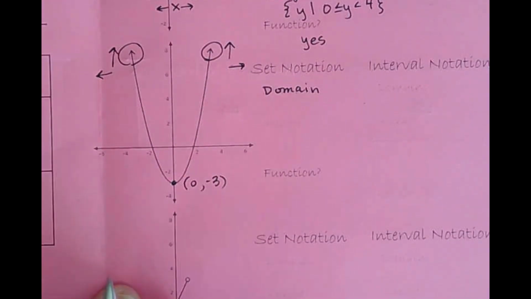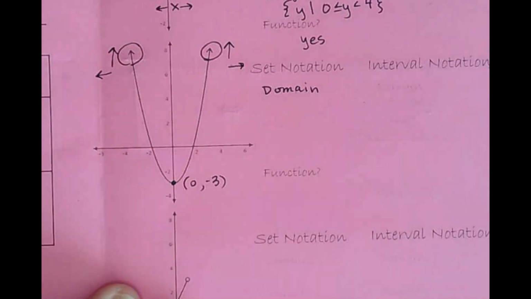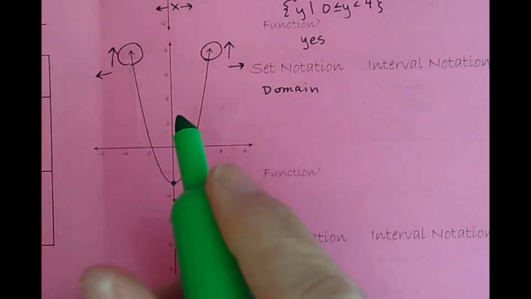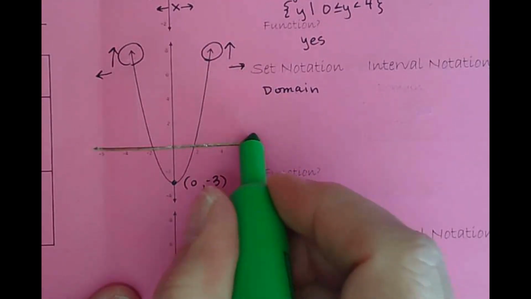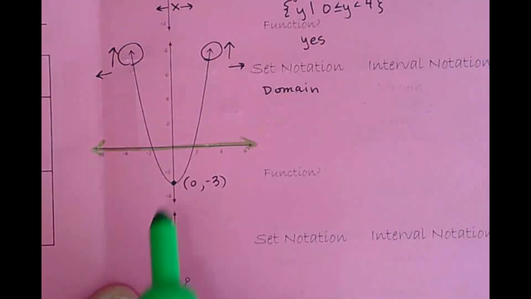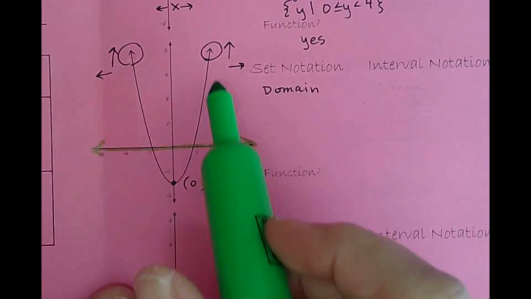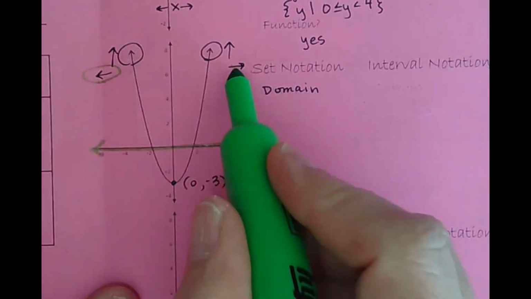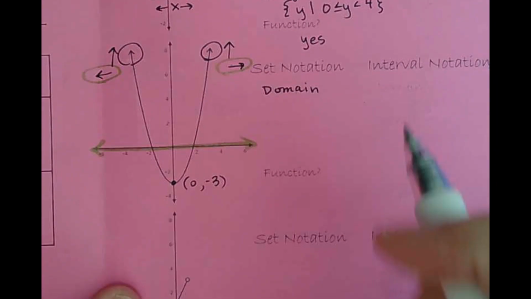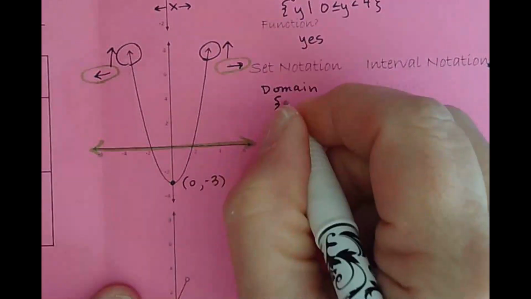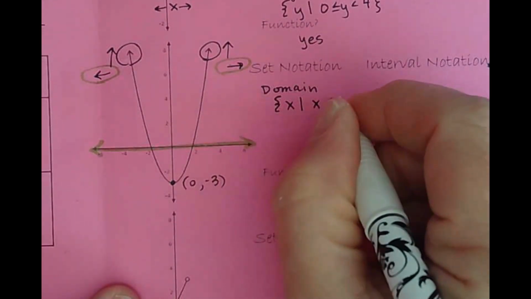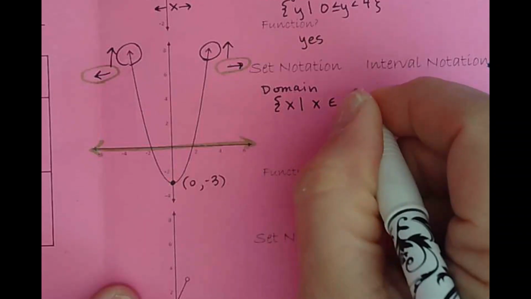Domain describes the graph from left to right. If I were to cast a shadow on the x-axis, it would cast a shadow on the entire x-axis if this continues to go left and continues to go right. So it's all x's. It's all real numbers. To write that in set notation, you write the set of x's such that x is an element of the set of real numbers.